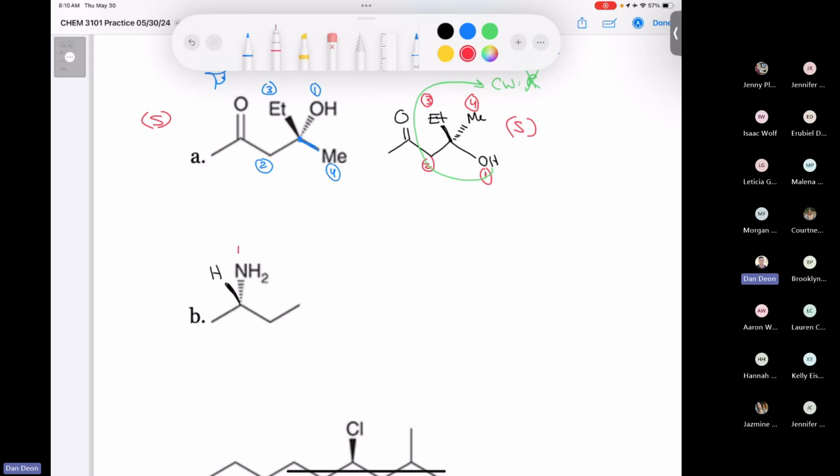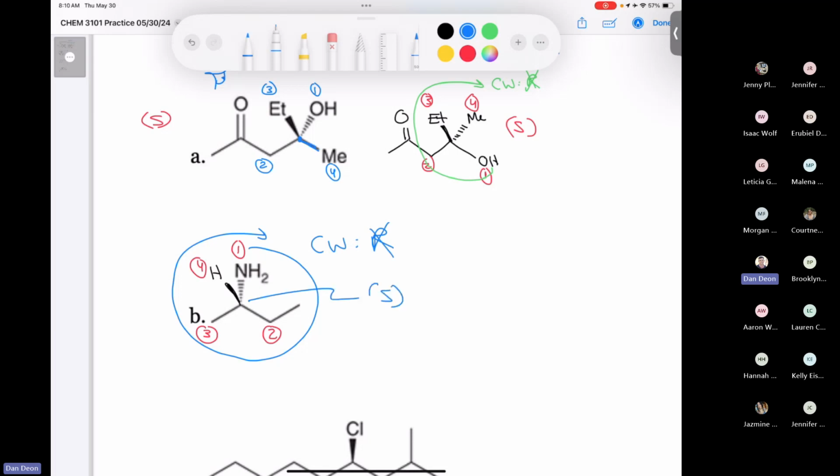So nitrogen obviously has the highest atomic number. Then I told you an ethyl is going to take precedence over a methyl, and then the hydrogen is going to be the last. And so we go from 1 to 2 to 3. This is clockwise. So clockwise would mean that it is R, but remember we reverse it since the proton is coming out in front. And so this would be an S compound as well.